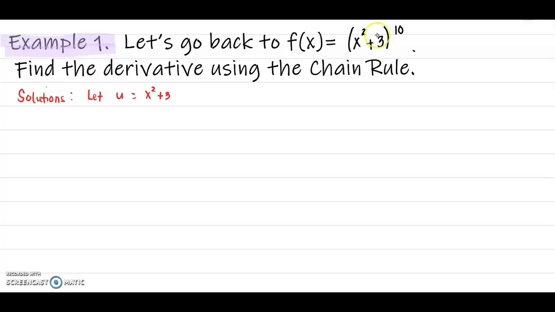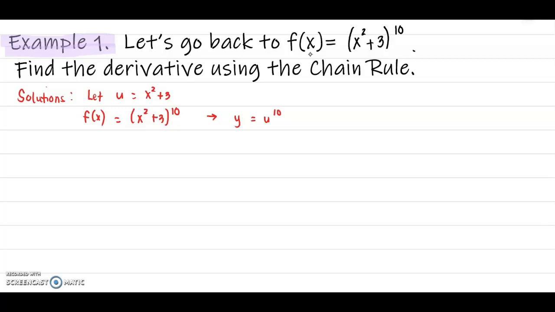Next, we have to rewrite our function f(x) = (x^2 + 3)^10. We write this into y equals u raised to 10, because here we let u be equal to x^2 + 3. Next, we can proceed with finding the derivative.